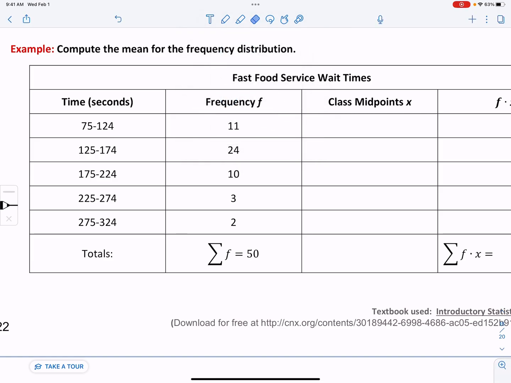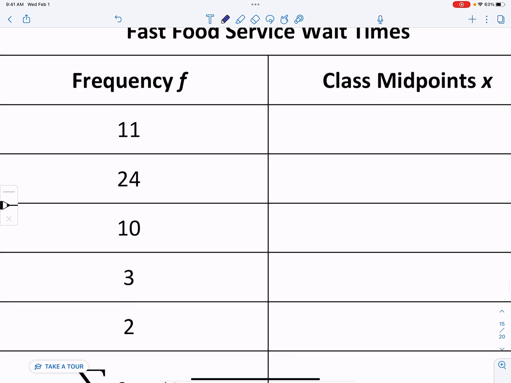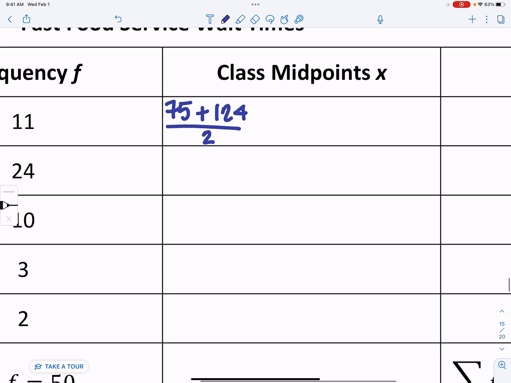That's way better. Okay. Class midpoint. The good news is we've only got to do that one time. To find the class midpoint, we're going to add the lower class limit and the upper class limit. So 75 plus 124, and we're going to find the middle, so we're going to divide by 2. That gives us a class midpoint of 99.5.